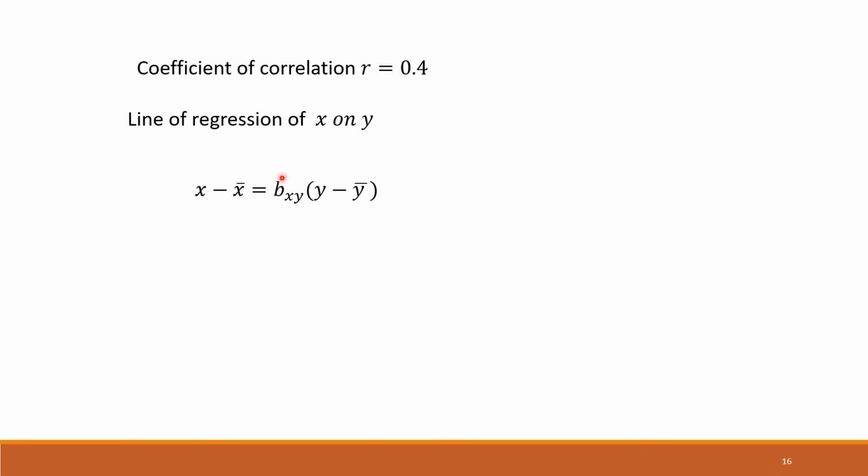Now we have to calculate bxy. We know the formula for bxy is r sigma X upon sigma Y. When I write bxy, X is in the numerator and Y is in the denominator. R is known, sigma X is the standard deviation of X, and sigma Y is the standard deviation of Y. So r is 0.4, sigma X is 15, sigma Y is 10. When we simplify, we get bxy equal to 0.6.